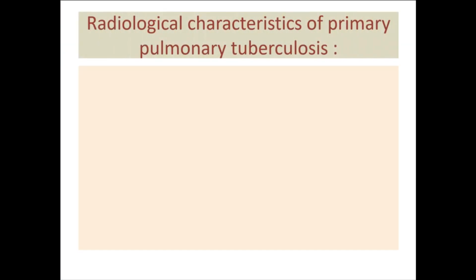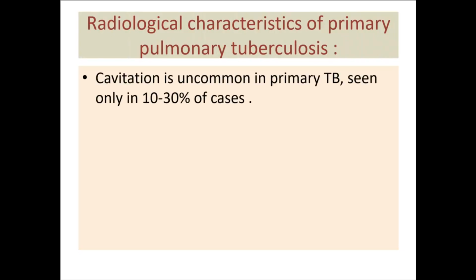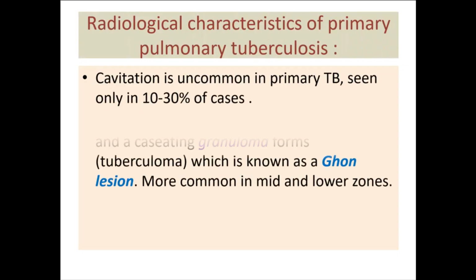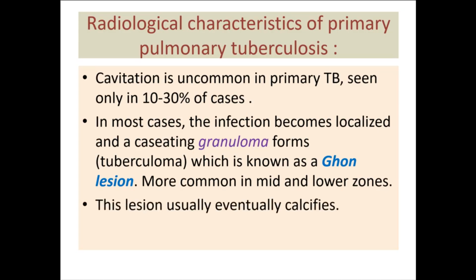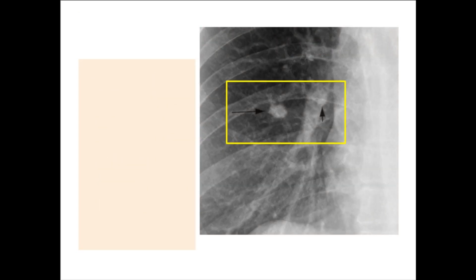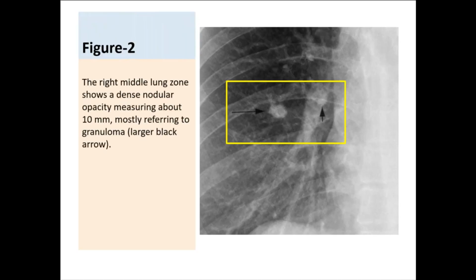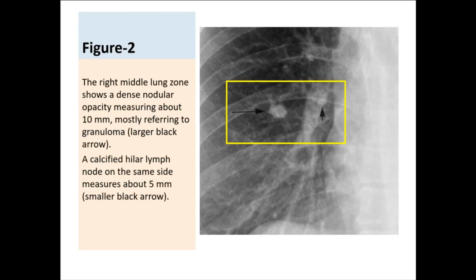Radiological characteristics of primary pulmonary tuberculosis. Cavitation is uncommon in primary TB, seen only in 10–30% of cases. In most cases, the infection becomes localized, and a caseating granuloma forms, a tuberculoma, which is known as a Ghon lesion, more common in mid and lower zones. This lesion usually eventually calcifies. Figure 2. The right middle lung zone shows a dense nodular opacity measuring about 10 millimeters, most likely a granuloma, larger black arrow. A calcified hilar lymph node on the same side measures about 5 millimeters, smaller black arrow.